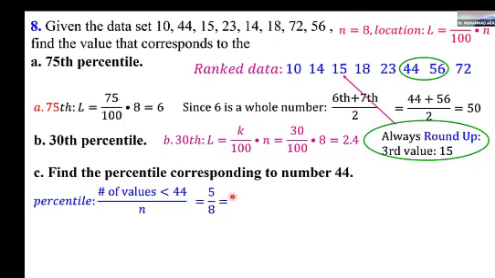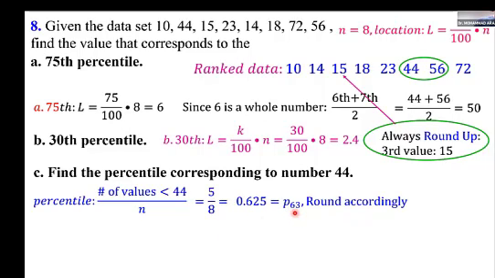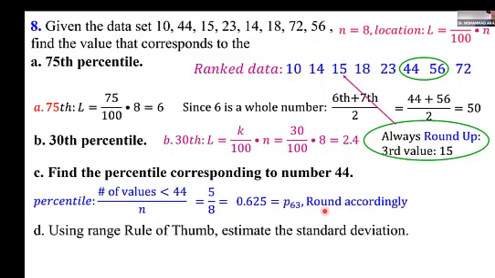So simply put, change this to a percentage, becomes 0.625 or 62.5. P63, normally we round accordingly. If you wrote P62.5, there is nothing wrong with that. They just want you to round it normally accordingly. So 62.5 becomes 63. Finally, we want to use the range rule of thumb to estimate the standard deviation.